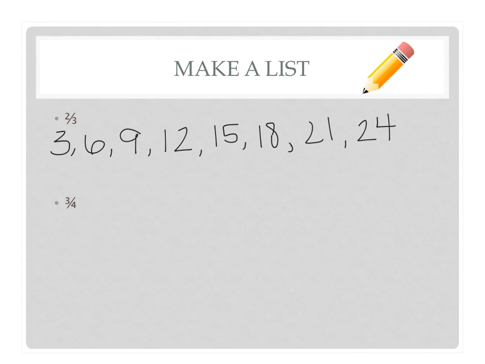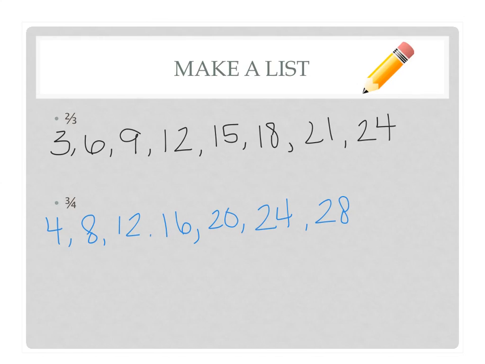Now I'm going to focus in on my second fraction, which is 3/4. Again, I'm looking at the denominator. In this case, the denominator is 4. So I'm going to list multiples of 4. 4, 8, 12, 16, 20, 24, 28. I'm going to go ahead and stop there so I can take a moment to compare my lists.